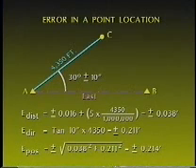Let's see how you did in determining the positional error in point C. First, we'll determine the error in the distance measurement. We measured a distance of 4,350 feet using an EDM that had an accuracy of plus or minus 0.016 feet plus 5 parts per million. Substituting this data into the formula for EDM measurement, we get plus or minus 0.016 feet plus 5 times the ratio of 4,350 over 1 million, which works out to be plus or minus 0.038 feet.